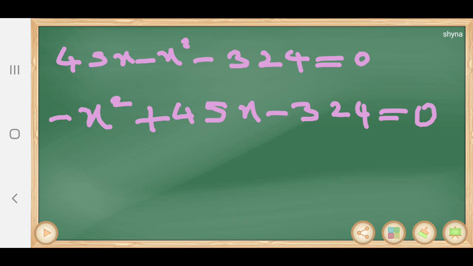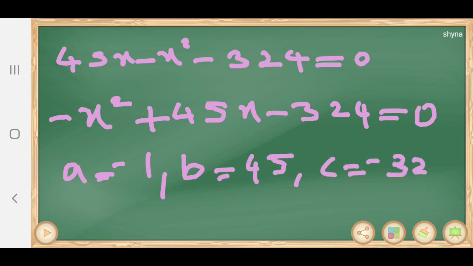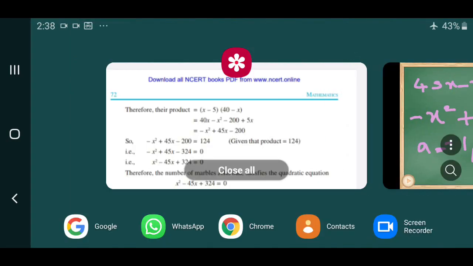Here, what type of equation is this one? Yes, very sure that it is a quadratic equation. Can you tell what is a? Yes, simply a equal to minus 1, b equal to 45, c equal to minus 324. Okay, ax square plus bx plus c. Only one situation is given there, you have to convert that into a mathematical expression. Now I need to find the value of x. Only you have to convert. Next question.